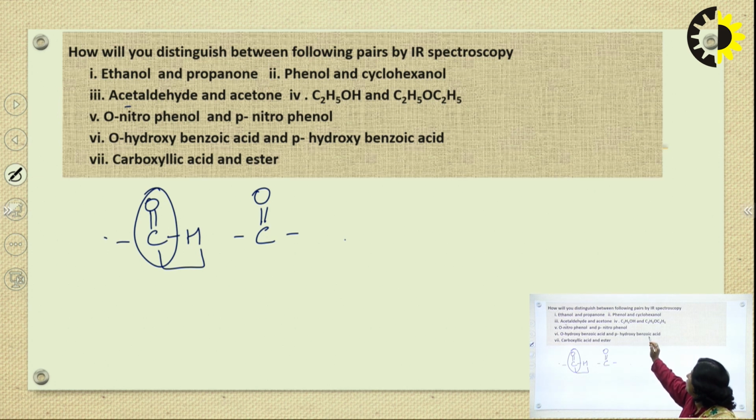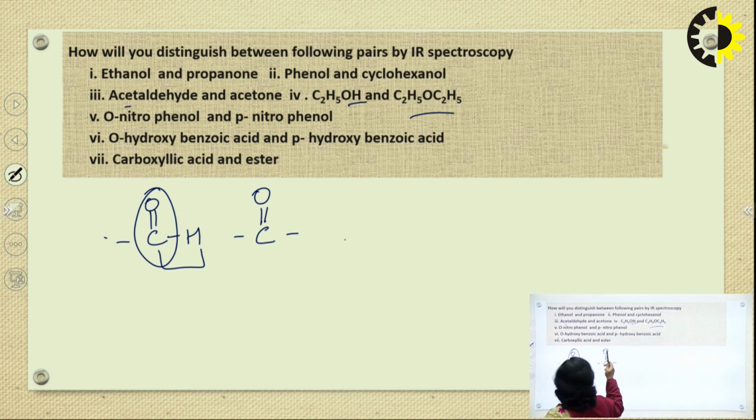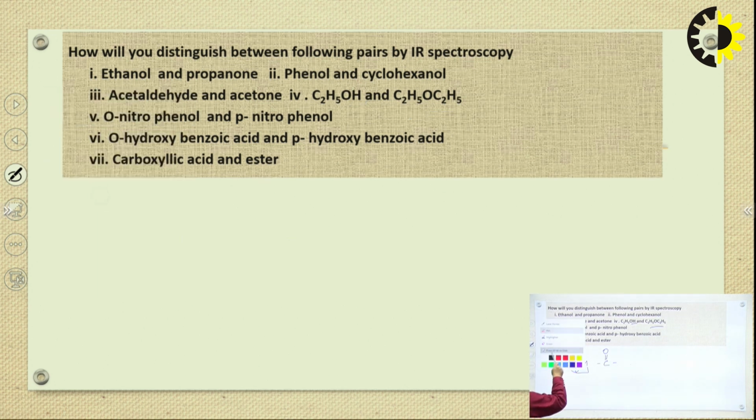Then the next one is alcohol and ether. In the case of alcohol, there is a special peak at 3600, and in the case of ether, we will have no peak at OH. The next is orthonitrophenol and paranitrophenol.